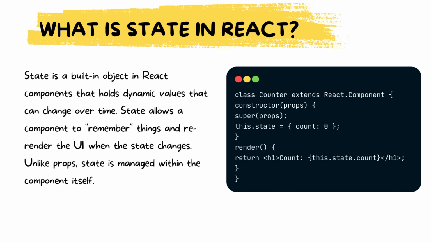What is state in React? State is a built-in object in React components that holds dynamic values that can change over time. State allows a component to remember things and re-render the UI when the state changes. Unlike props, state is managed within the component itself. Let's look at the example code. In this counter class component, the state holds a count value, initialized to 0. Whenever this state is updated, the component re-renders and the updated count is displayed.